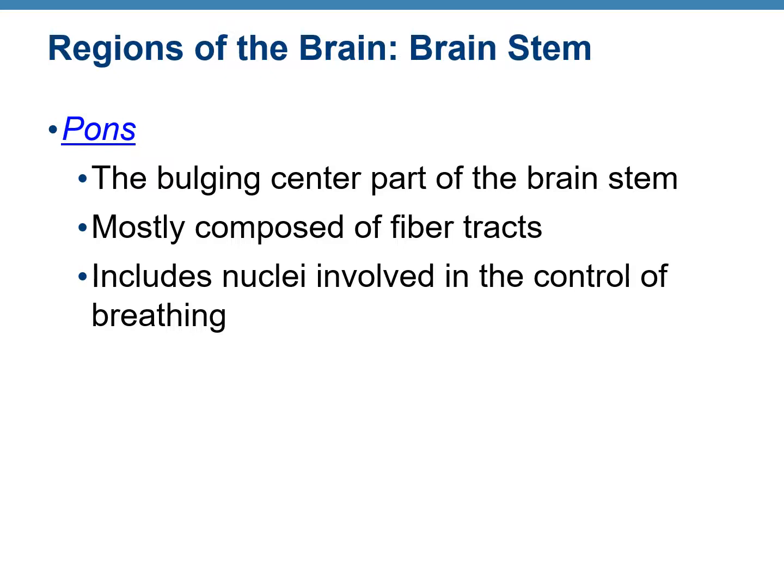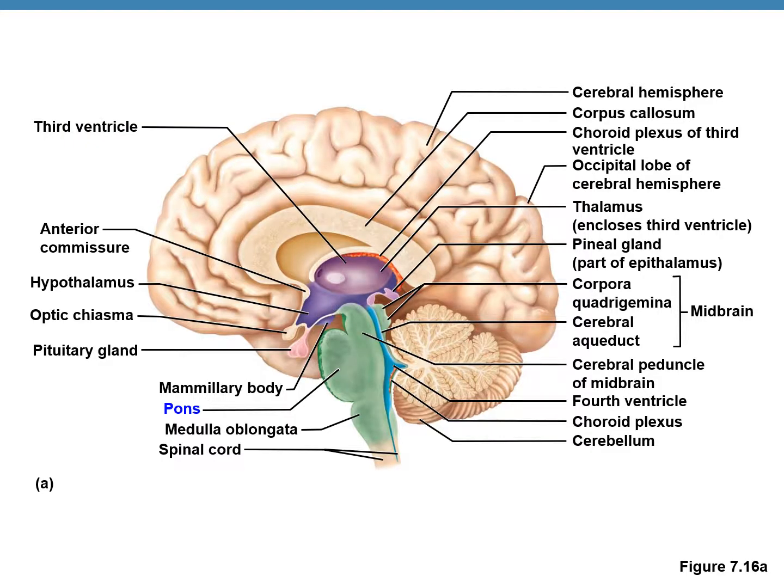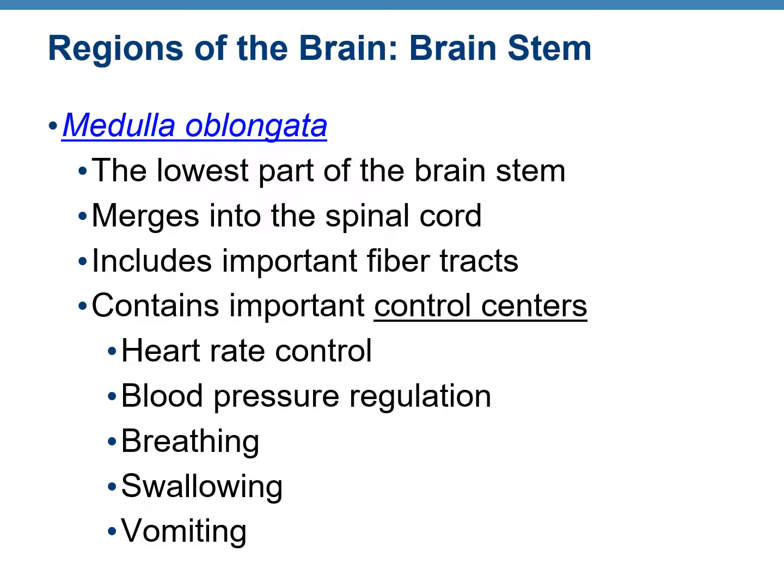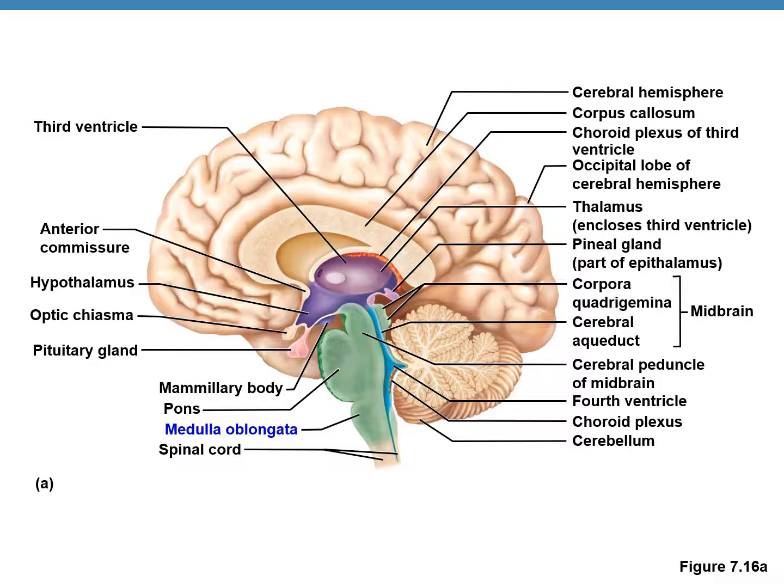Pons is the rounded part of the brainstem which bulges anteriorly. This is also made up of nerve fibers, and the nuclei here are associated with breathing control. You can see the pons shown in this figure. The last segment of the brainstem is the medulla oblongata that continues inferiorly with the spinal cord. The medulla also contains important control centers such as the heart rate control, blood pressure, breathing, swallowing, and also vomiting. Medulla oblongata is shown in this figure.